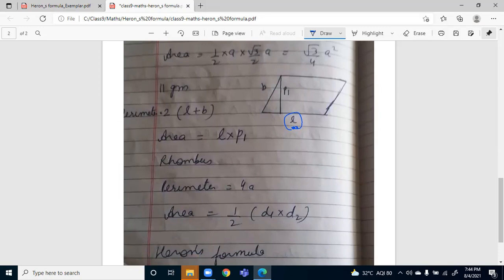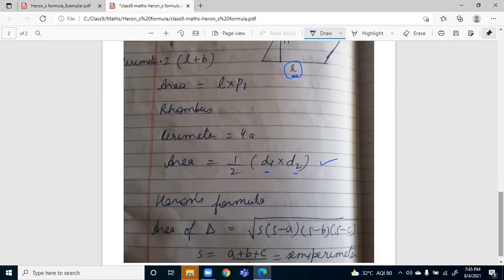So if I talk about the rhombus, then its area can be calculated with the help of this formula, that is half into D1 into D2, where D1 is diagonal 1 and D2 is diagonal 2. So if you take the product of diagonal 1 and diagonal 2 and divide it by 2, then you will get the area of the rhombus. Just write it down. Then we will move to Heron's formula that you already know.